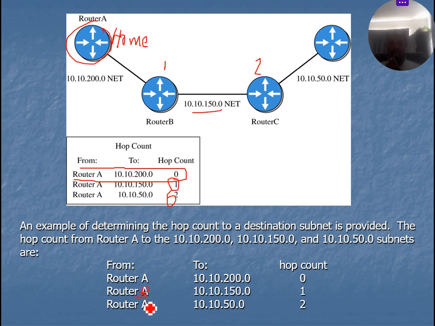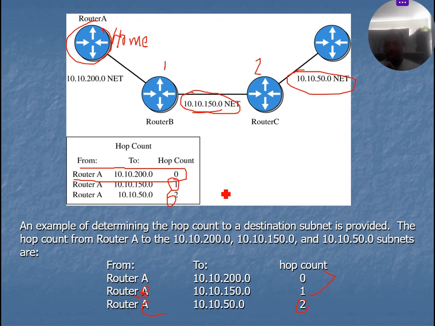This is B, this is C, router C. Okay, from A, the hop count is 0. When you are still on router A, the hop count is 0. When you are on router B now, or when you've passed through router B, and your IP subnet is 10.10.150.0, your hop count is now 1 because you've passed through one router. When you are now on router C, or you pass through router C, and your IP subnet is 10.10.50.0, you now have a hop count of 2 because you passed through 2 routers.